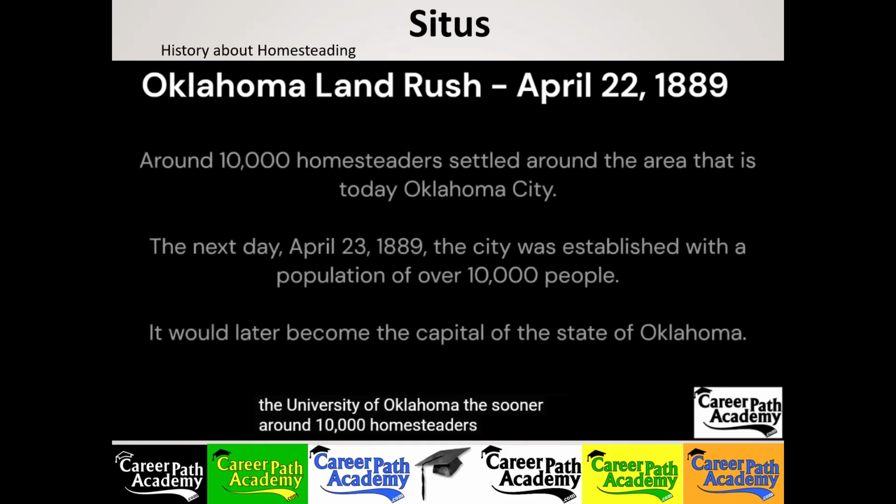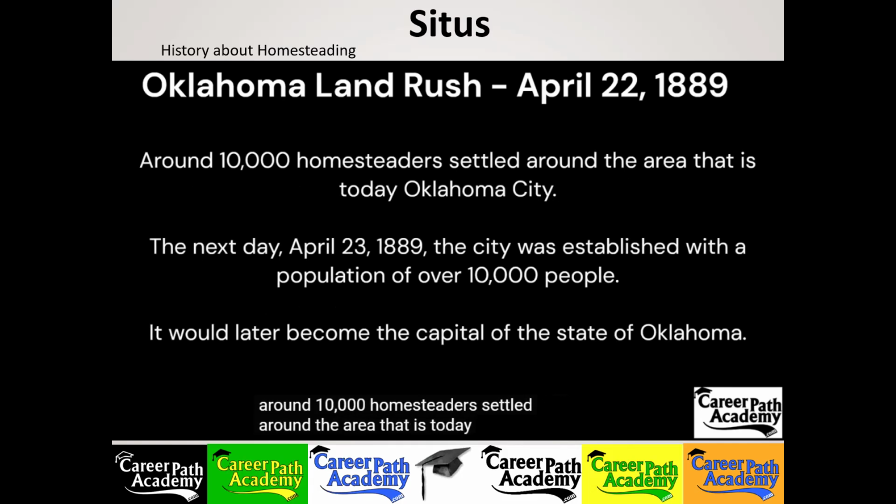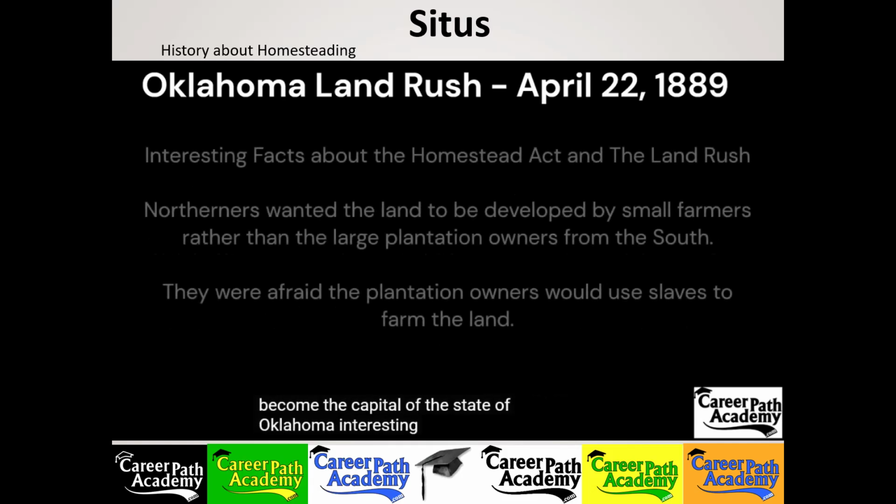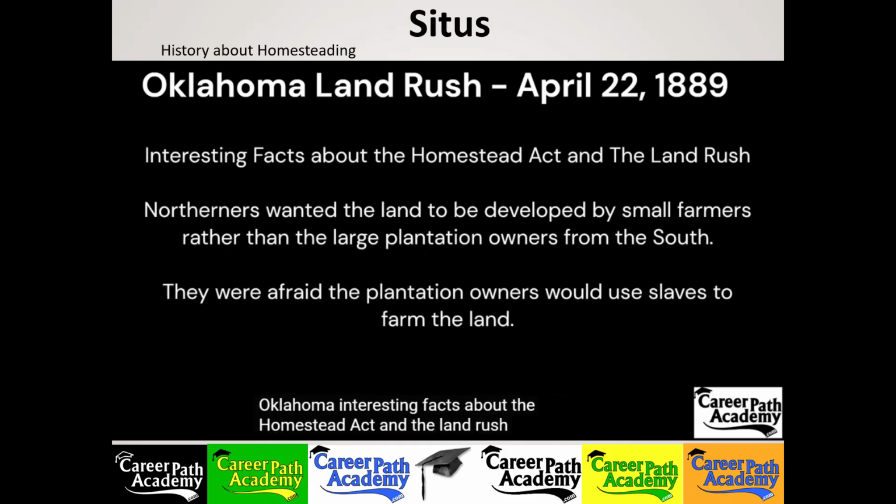Basically, around 10,000 homesteaders settled around the area that is today Oklahoma City. The next day, April 23, 1889, the city was established with a population of over 10,000 people. It would later become the capital of the state of Oklahoma. Interesting facts about the Homestead Act and the land rush.